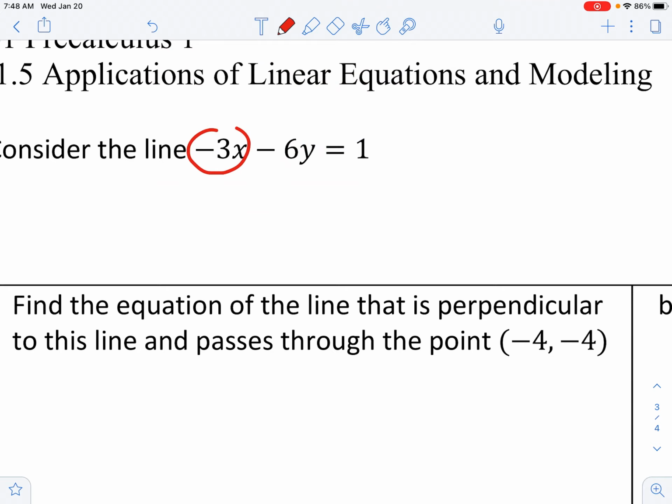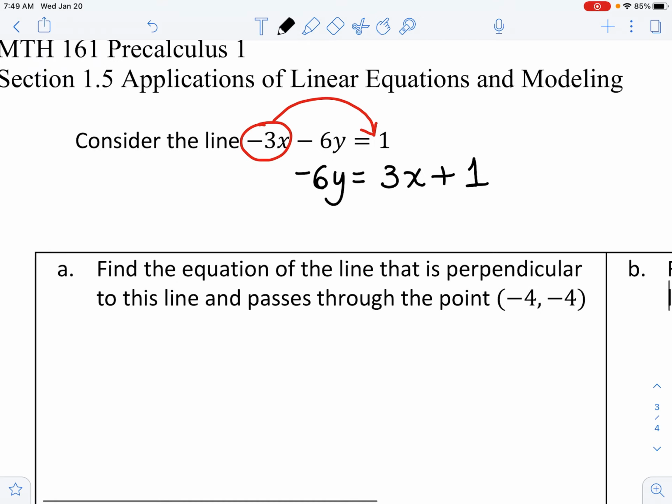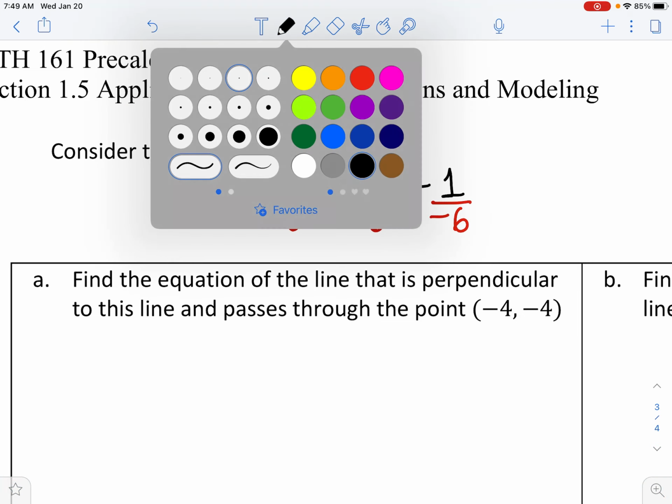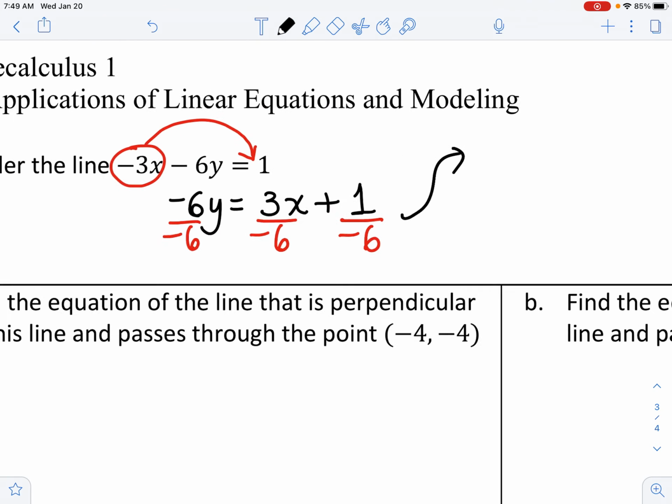I'm going to move the negative 3x to the other side. Then I will get negative 6y equals positive 3x plus 1, right? Turn into positive 3x. And then I will divide everything by negative 6. Okay? And let's simplify this a little bit over here.